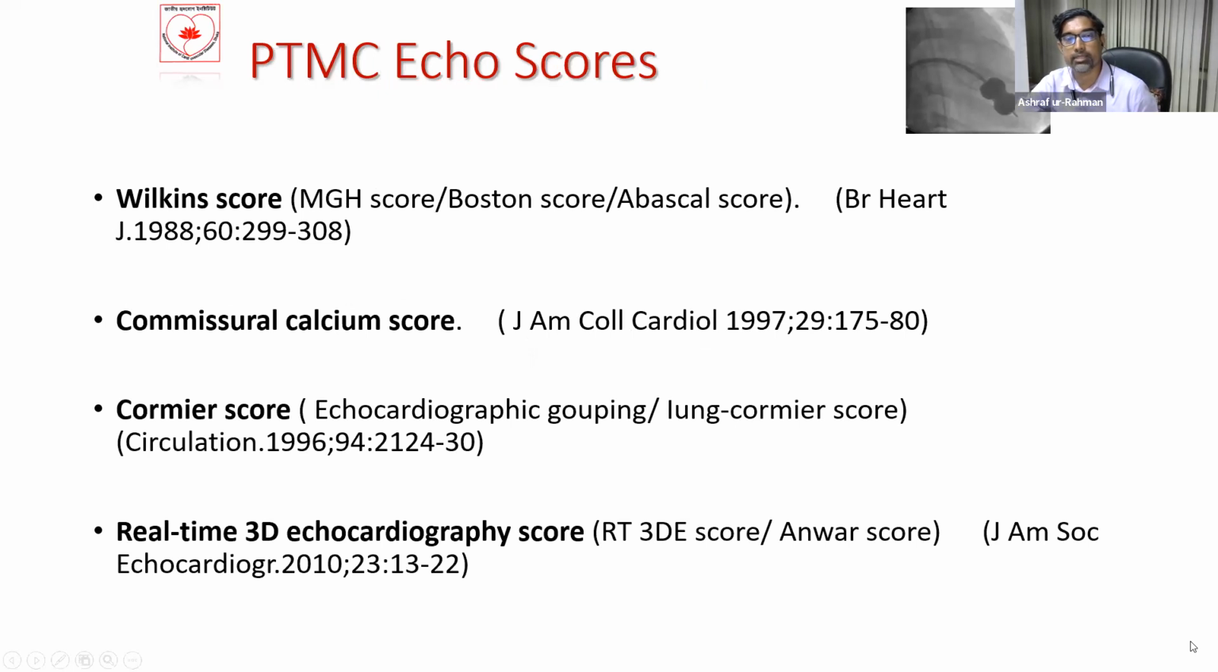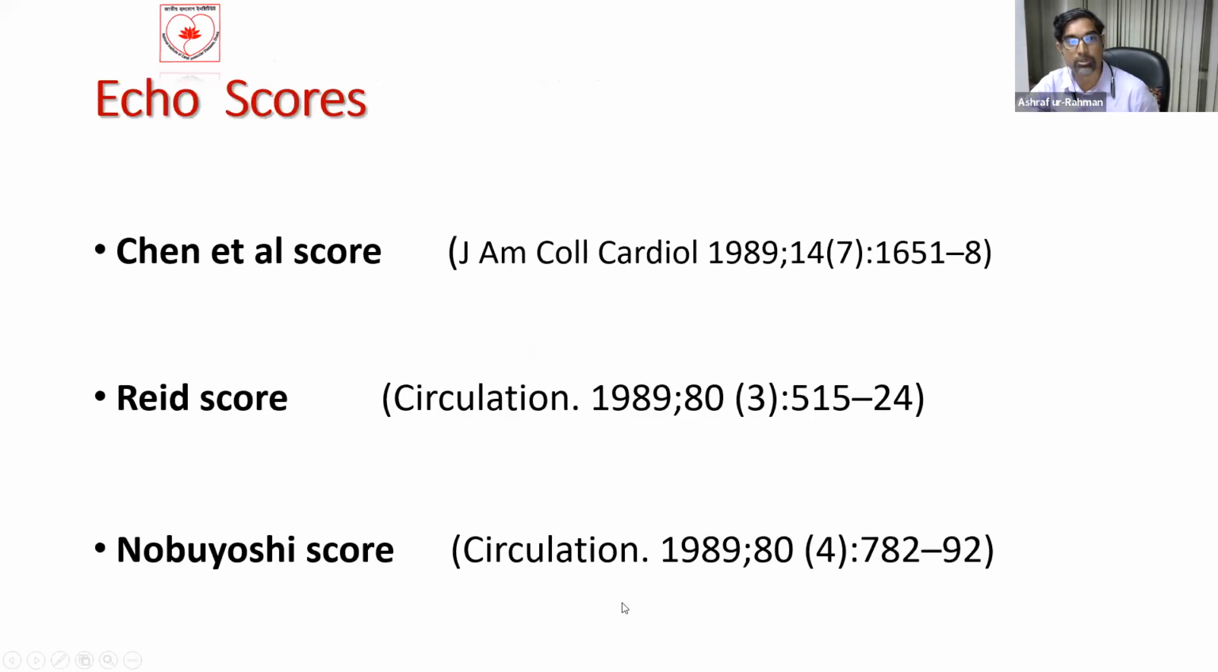And these are the other PTMC echo scores, like the commissural calcium score, Cormier score, real-time 3D echocardiography score, Chen et al. score, Reid score, Nobuyoshi score.